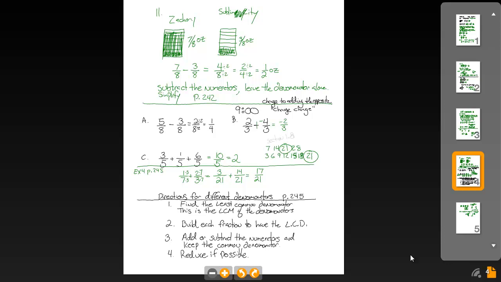So I'm going to do a couple more. Any questions on that one? So I added the numerators and kept the denominator. In order to keep the denominator, they had to have the same denominator. I had to build an LCD. Build a least common denominator.